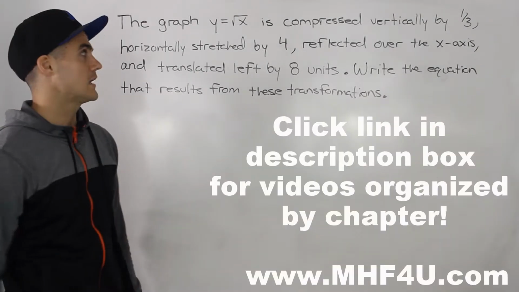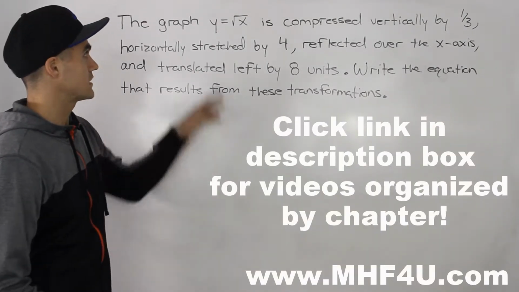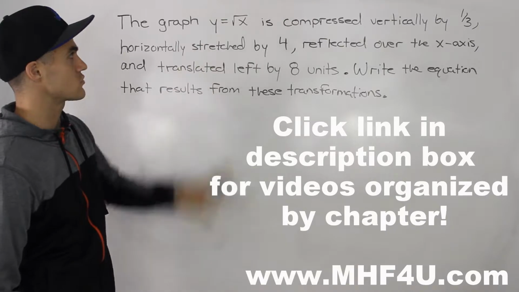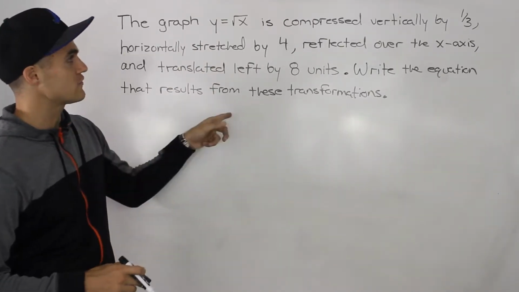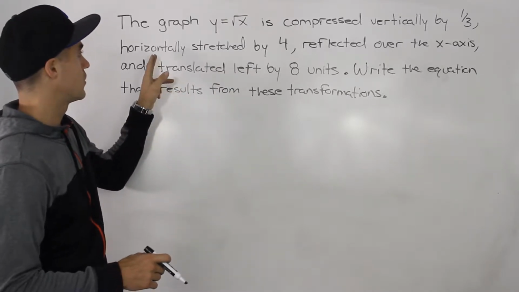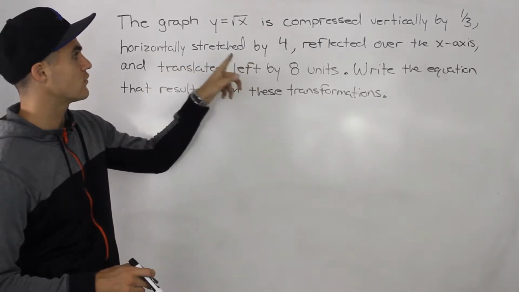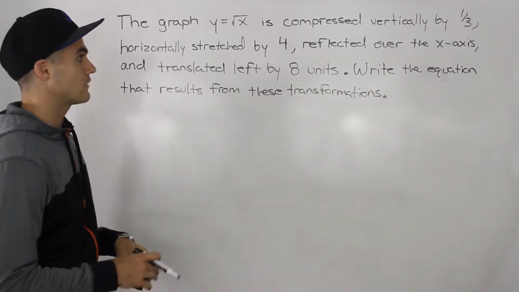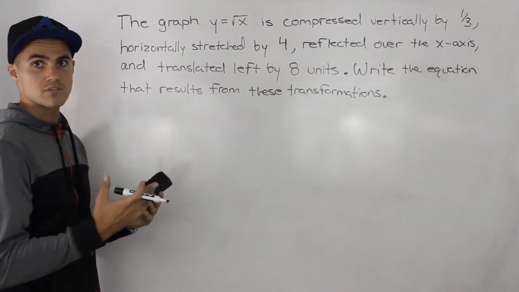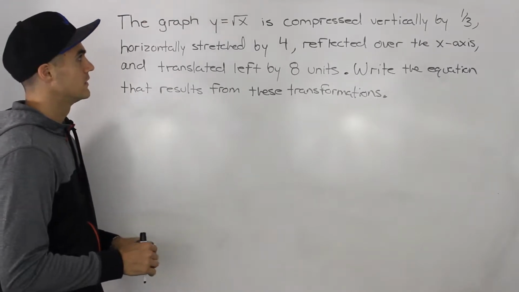Welcome back, everybody. In this question, we have to take the graph of y equals the square root of x, and transform it. We're going to compress it vertically by 1 over 3, horizontally stretch it by 4, reflect over the x-axis, and translate it left by 8 units. And we have to write the equation that results from these transformations.